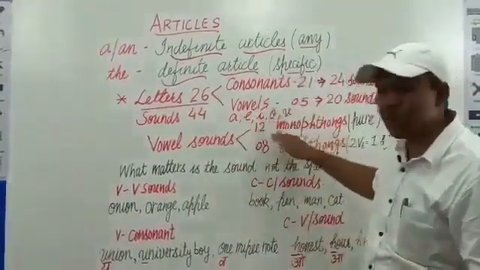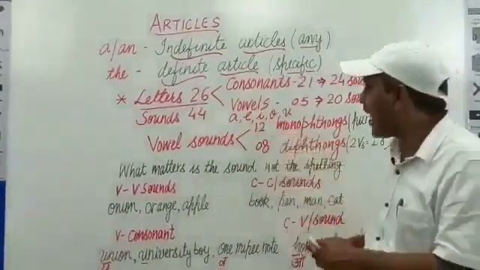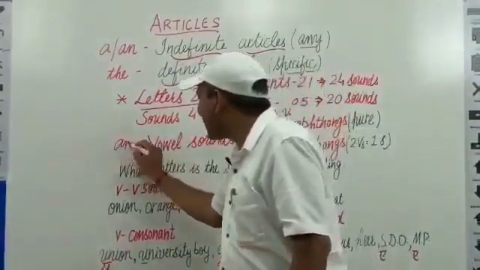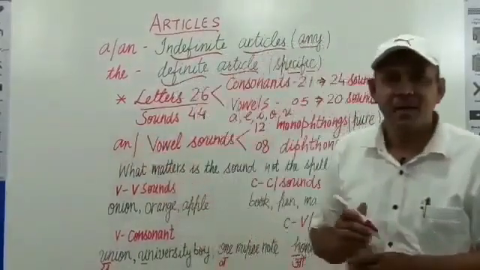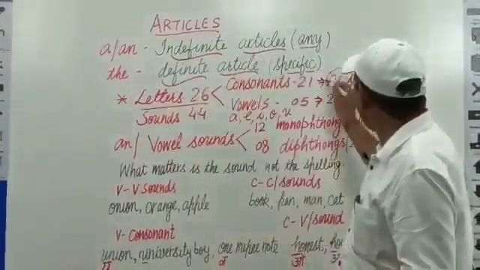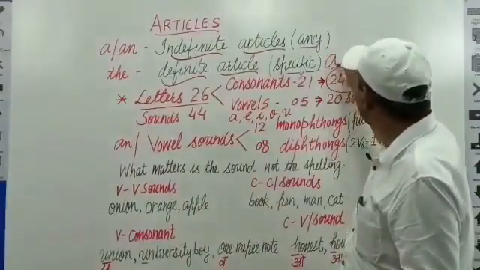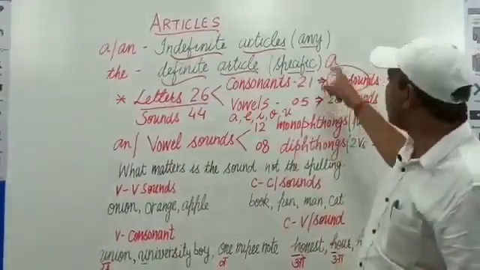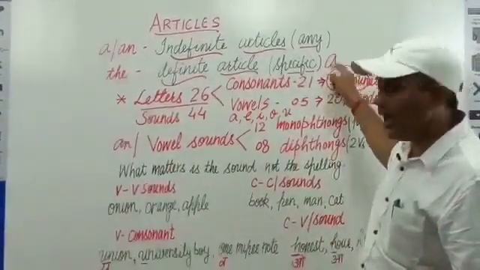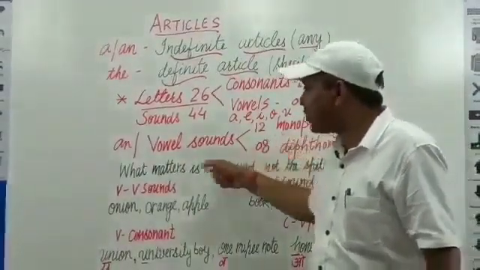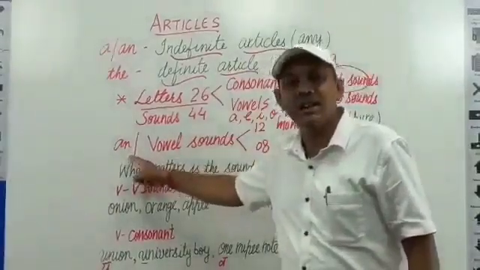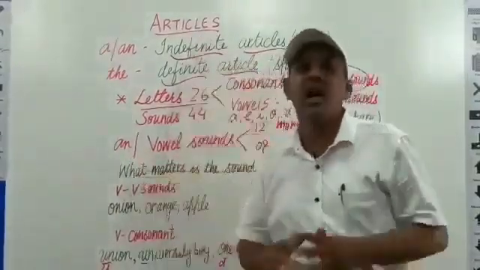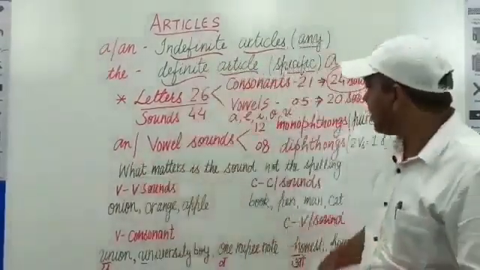Before these 20 vowel sounds, we use an as an article. And before these 24 consonant sounds, we use a. And before these 20 vowel sounds, we use an in the exercise of articles.